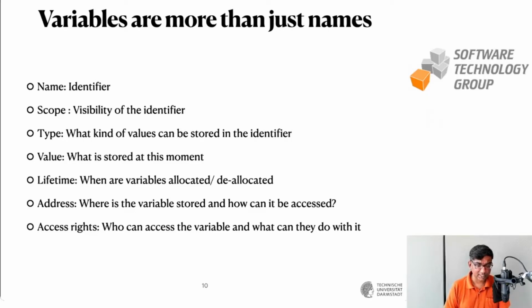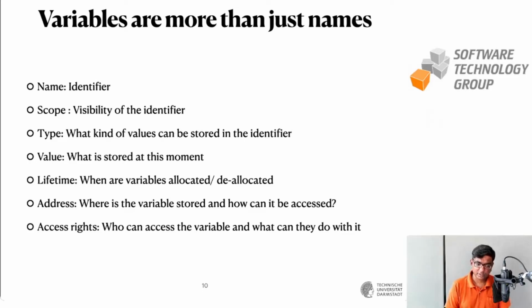The next one is type. As mentioned before, we will have 2 separate sessions at the end of this course to discuss types, but on a high level, types restrict what kind of values can be stored in this particular variable, right? For example, if a variable is bound with the type integer, then only values which are numbers and are integers without decimal points can be stored in this particular variable, right?